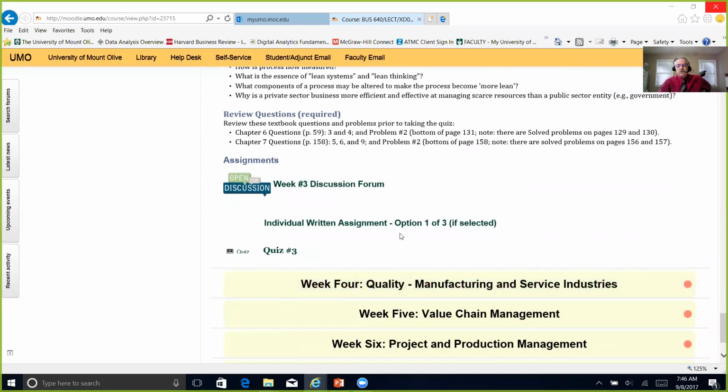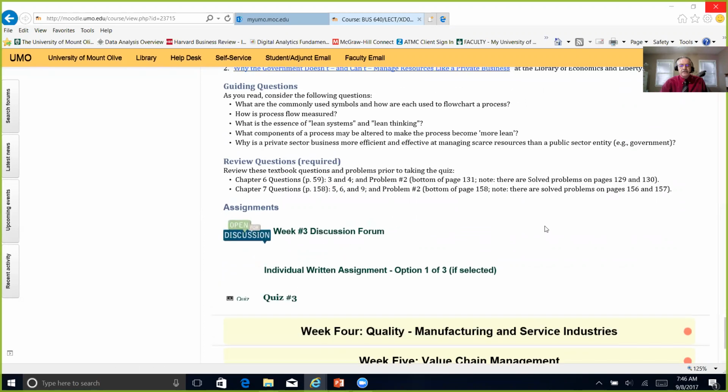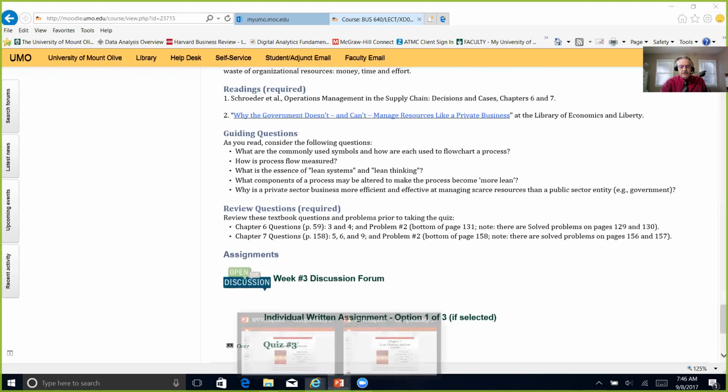And this is your first week where you have an option of individual writing assignments. You have 3 options. You can do it in week 3, 5, or 7. You only have to do one, so you pick which one you want to work with. But this is the first one that's coming if you choose to do that one. So with that, let me share this PowerPoint.